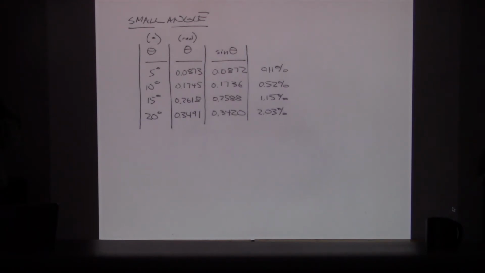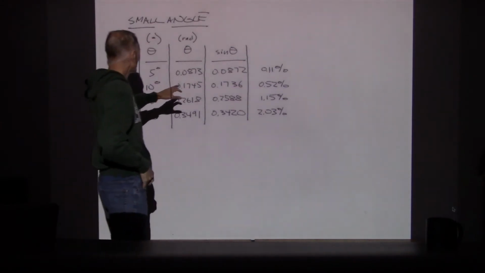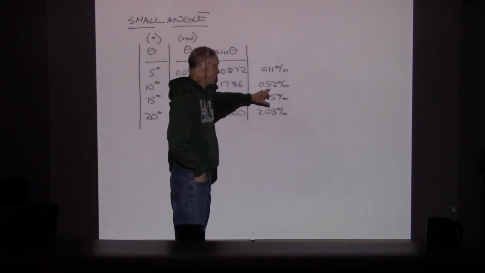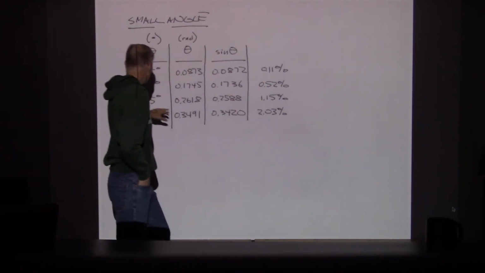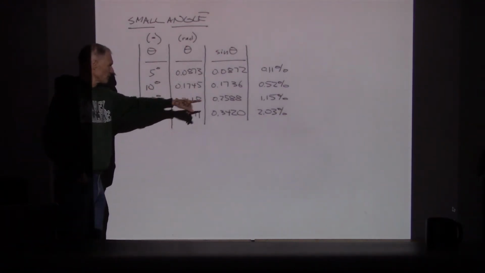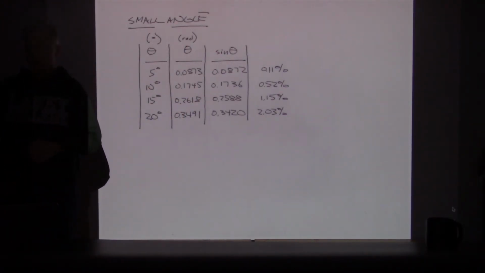If we move the pendulum angle up to 10, we still have agreement between sine of theta and theta that's less than, well, a little bit more than 0.5%. Once we get up to 15 degrees, the difference is about 1%, and at 20 degrees it becomes 2%, and then the differences get larger and larger.